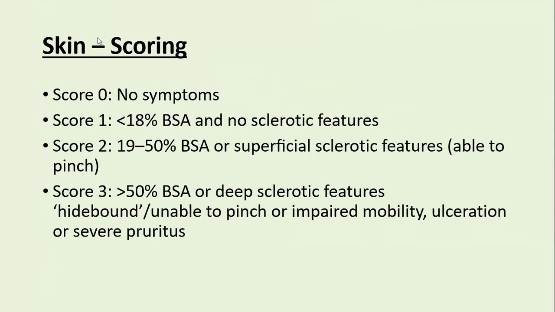Scoring system. Score 0, no symptom. Score 1, less than 18% of body surface area, but no sclerotic change. Score 2, 19 to 50% of body surface area with superficial sclerotic features, but patient able to pinch. Score 3 is more than 50% of body surface area involved with deep sclerotic features, hide-bound skin, unable to pinch, impaired mobility, ulceration, and severe pruritus.